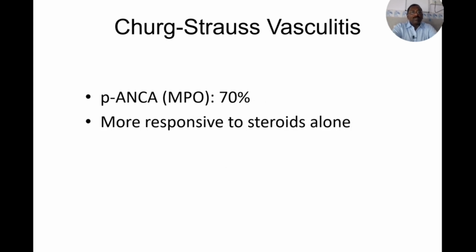So Churg-Strauss vasculitis, you have the P-ANCA positivity. C-ANCA where? Wegener's. You can consider it as Wegener's. Okay. C-ANCA positive there. Here it is the P-ANCA. What is the other vasculitis which is positive for the P-ANCA? Yeah, microscopic polyangiitis. Okay. So the more responsive to the steroids alone, this is Churg-Strauss vasculitis.